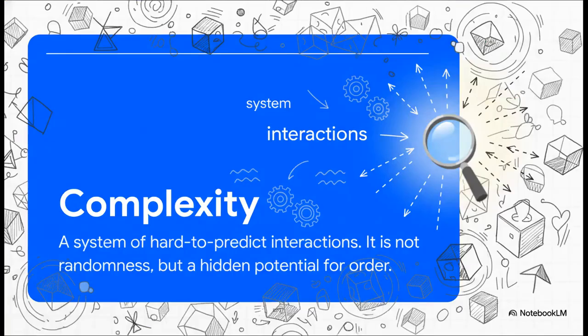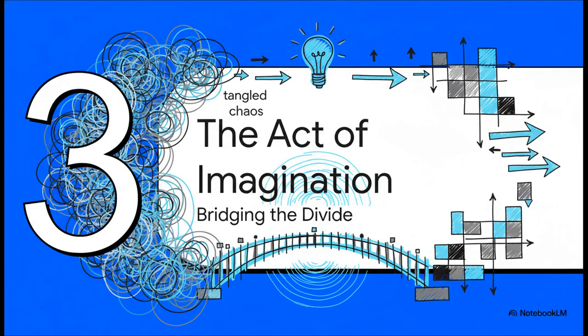Now, it's important to note this isn't just random noise. It's what we call complexity. It's a system where all the little parts are interacting in ways that are really, really hard to predict. But, and this is the absolute key, it has a hidden potential for order, just waiting to be discovered. So the big question is, how do you get from that tangled chaos to structured clarity? Well, the answer is hiding right there in the middle of the image.